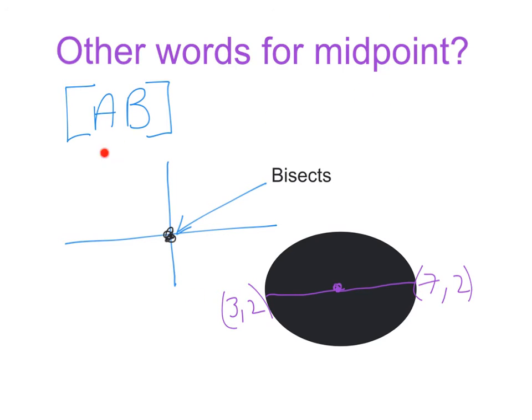So it can come up in loads of different ways. You're looking for the center, the middle, the halfway point, where it bisects. All of those words are asking you to find the midpoint, so be aware of that.